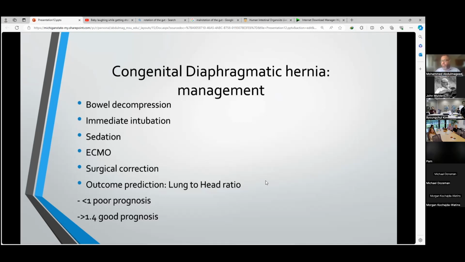Outcome prediction, how can you predict the prognosis of this condition? By something called lung to head ratio. The chest is bigger than the head. If the chest gets smaller from pulmonary hypoplasia, it's because of the congenital diaphragmatic hernia.